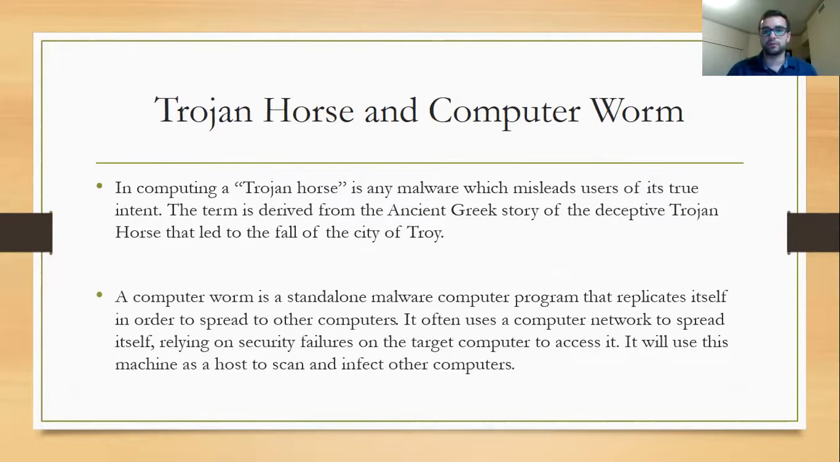A computer worm is a standalone malware computer program that replicates itself in order to spread to other computers. It often uses a computer network to spread itself, relying on security failures on the target computer to access it. And it will use this machine as a host to scan and infect other computers.